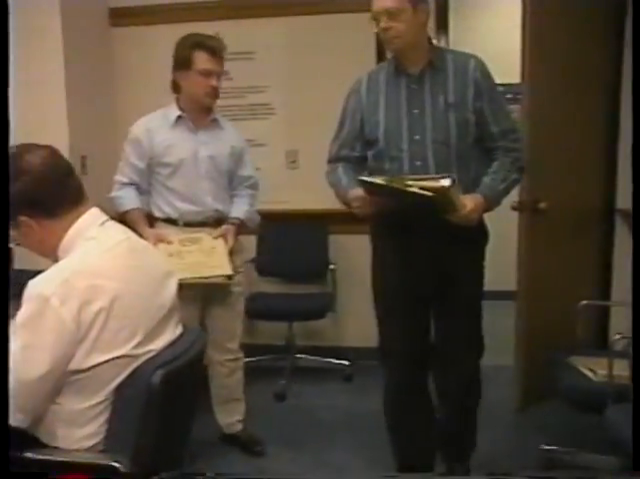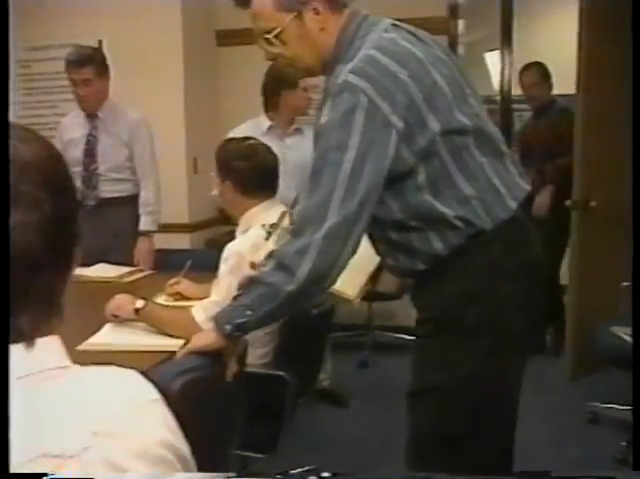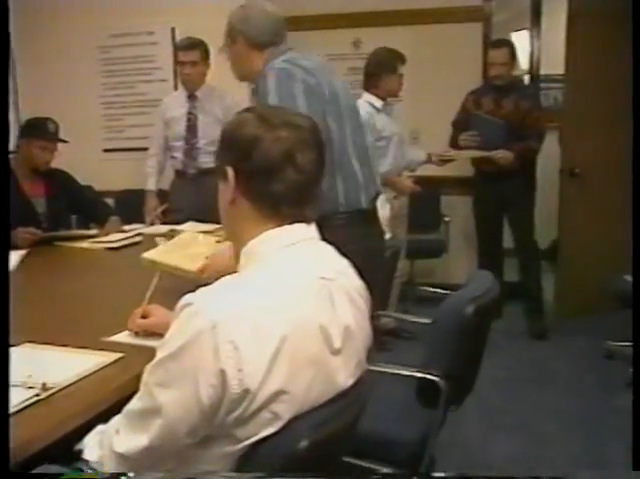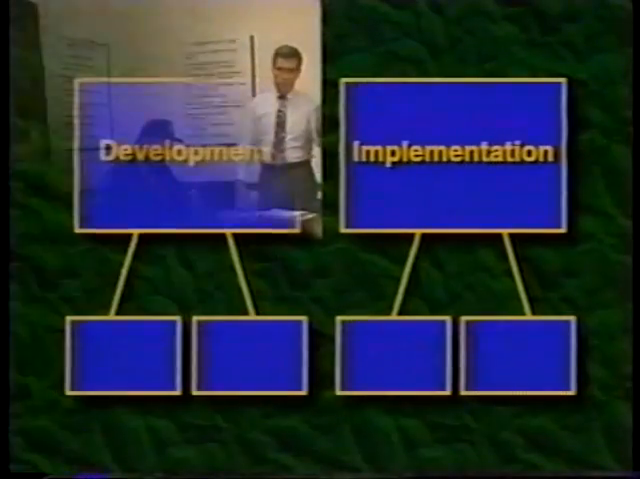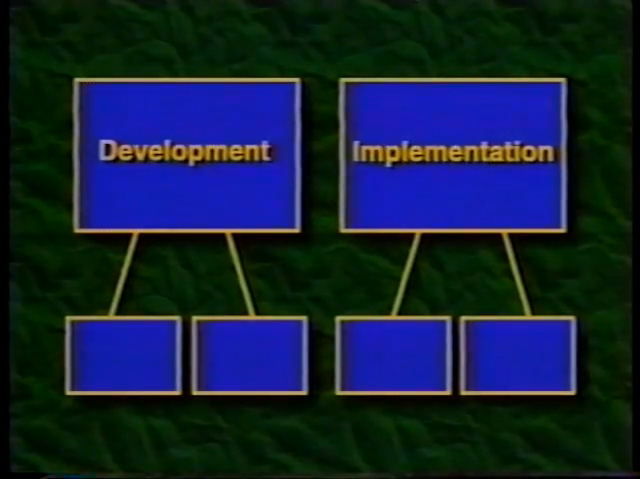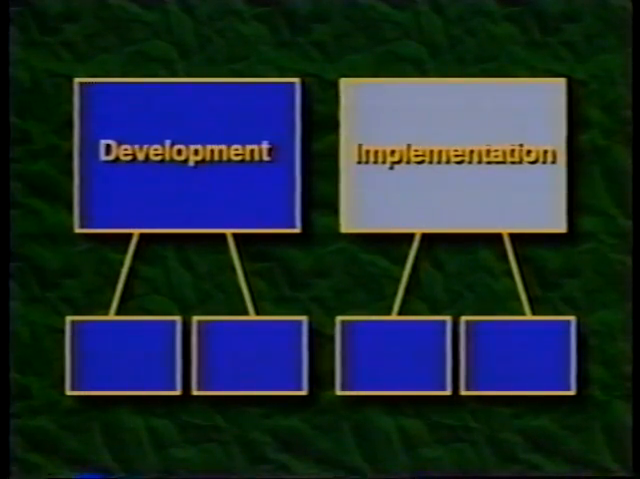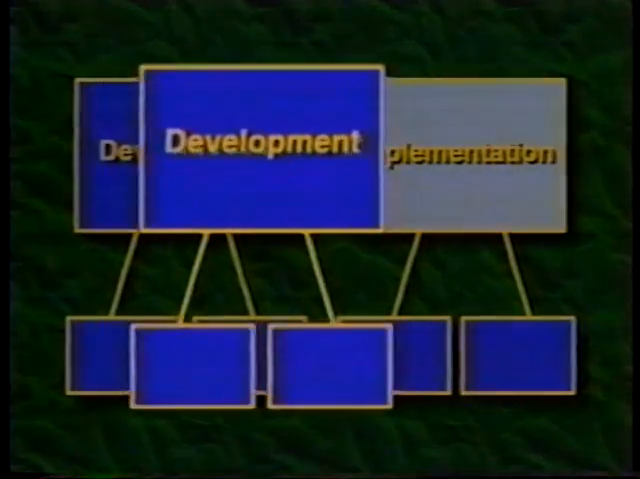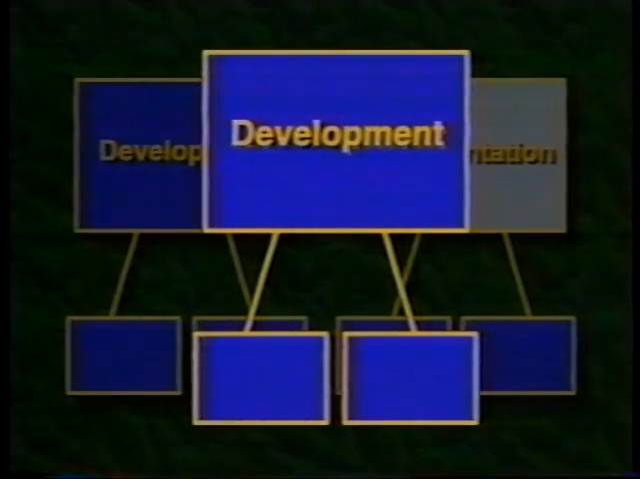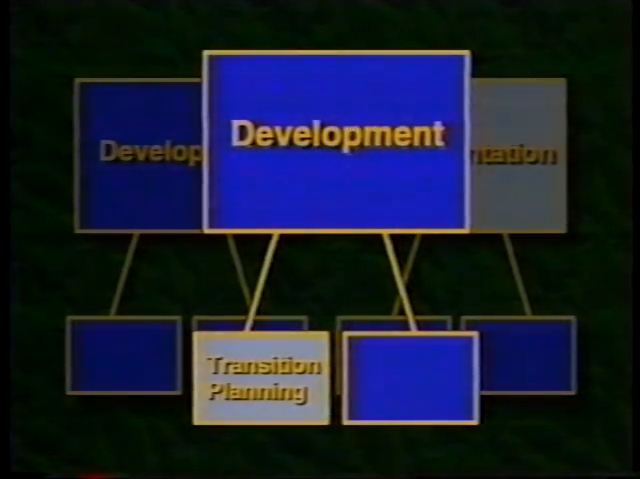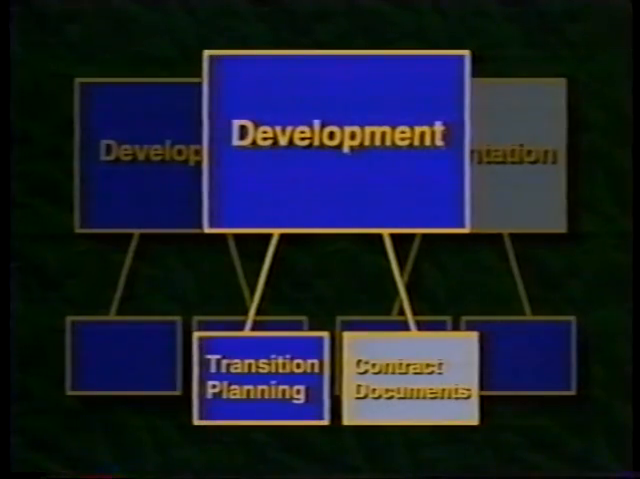The first program in this three-part series on contract maintenance provided an overview. It described the two-phase process of creating a contract maintenance program, development and implementation. In this second program, we will look in more detail at the first phase, development. We'll cover the preparation of the transition plan and the development of detailed contract documents.